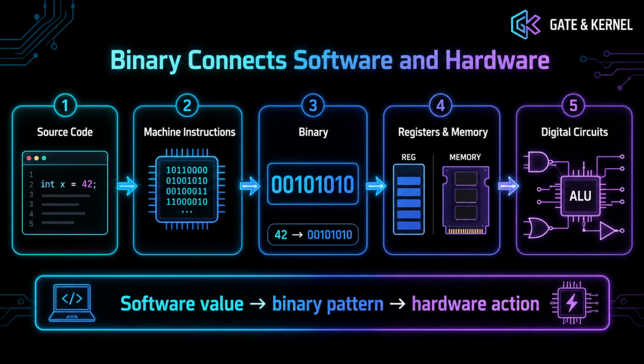Chapter 23. Binary connects software and hardware. Suppose a program contains the value 42. A compiler may place that value into a machine instruction. The processor may load it into a register. In 8-bit binary, 42 is 00101010. The ALU may then perform operations on that bit pattern. So the path can be simplified as source code, machine instructions, binary, registers and memory, digital circuits. Binary is one of the most important layers connecting software to hardware.